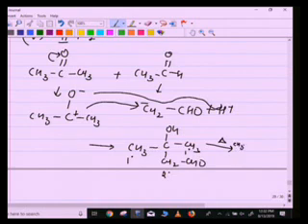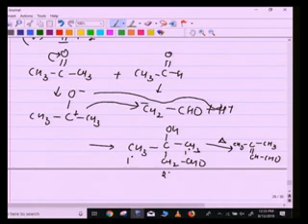It will be CH3C, then this double bond CH, CHO, and finally CH3. So this is the final product obtained after the dissociation of the carbonyl part of the ketone and the removal of, I would say, alpha hydrogen from the ethanol part. Okay, so I guess it is clear to all of you what the cross aldol is.